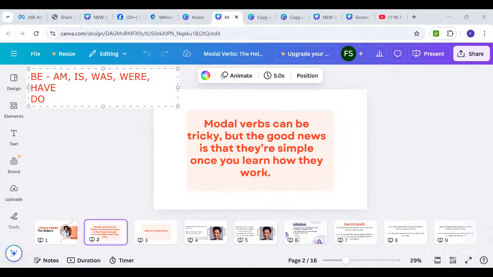Then for have, we have three of them. We can have it in its present form, as in has, have. Has is singular, have is plural. And we can also have it in its past form, had. And then we have do. We can also have do, did, does. Do is singular, does is plural, while did is the past form.